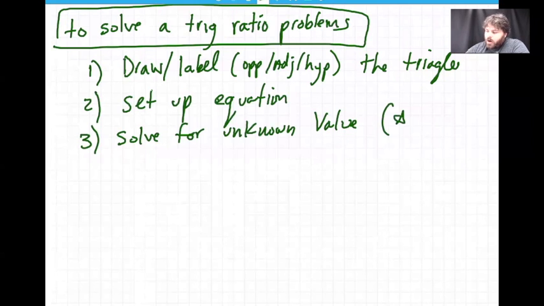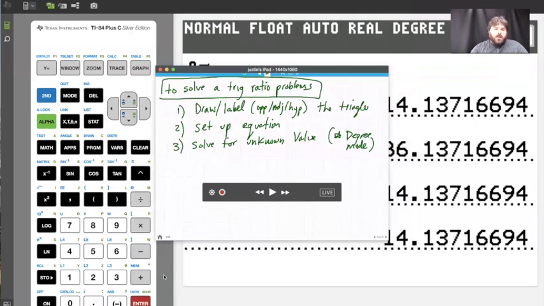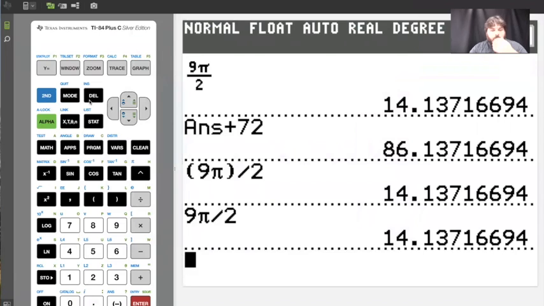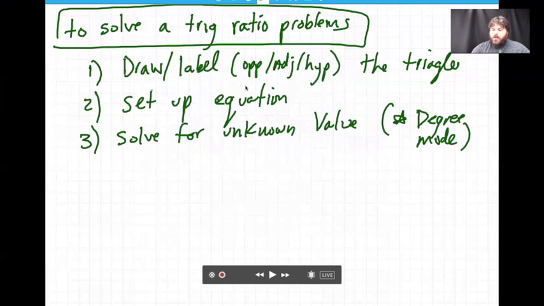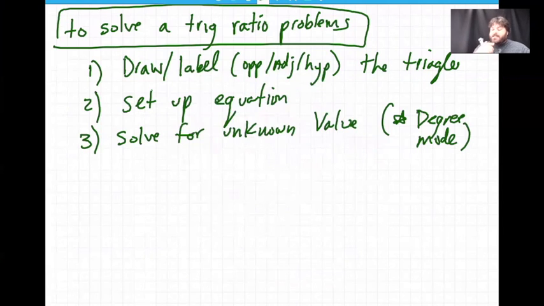Now I'm going to put a little star here. Make sure that you are in degree mode, because we're almost always talking about degrees. So on your calculator, you're going to probably use your calculator here. Go to mode, which is right here. Mode, go down and make sure you are in degree mode. Go over to degree and hit enter. Okay, if you're in radian mode, it's going to throw you off. All right, so that's basically the three steps.